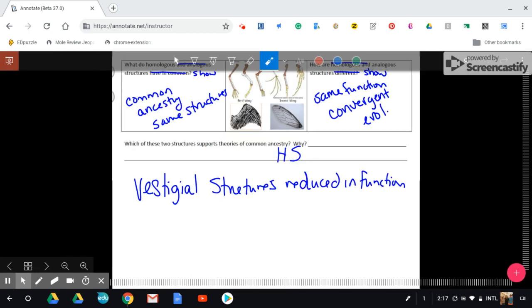So I'm going to change this slide up a little bit. I'm going to use this box right here to show homologous structures and this box to show analogous structures. Remember that homologous structures are the same structures. It shows common ancestry, whereas analogous is the same function and it's a result of convergent evolution. So the structure that supports the theory of common ancestry would be homologous structures. Remember here, vestigial structures are reduced structures. So that's like the femur bones that we find in whales.